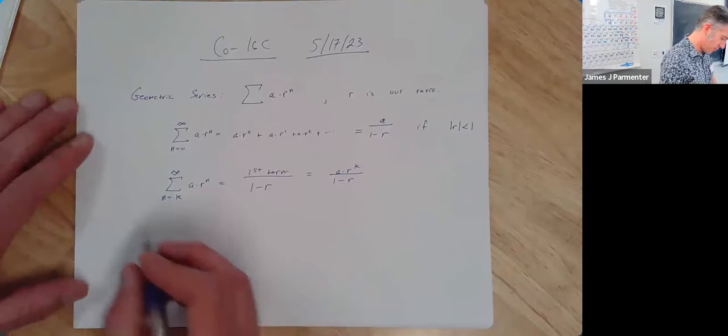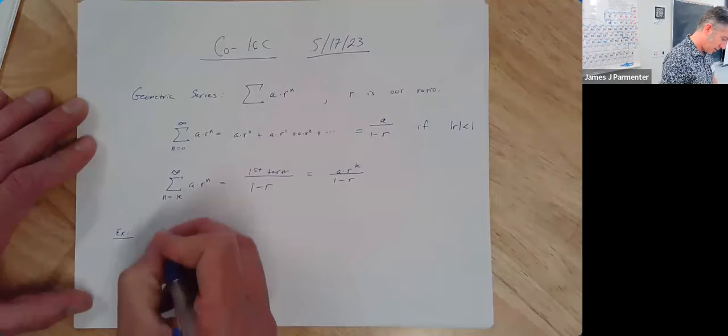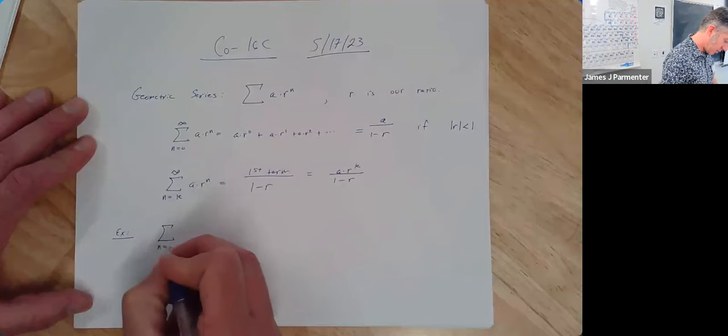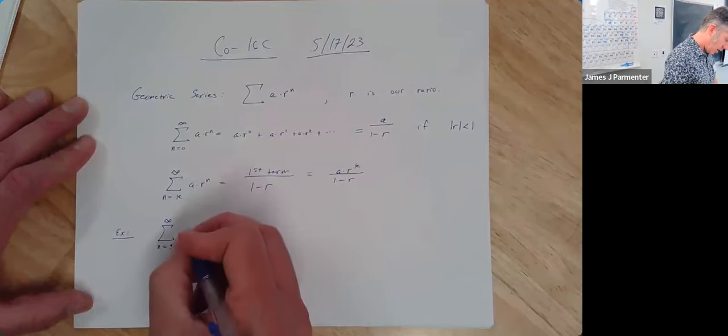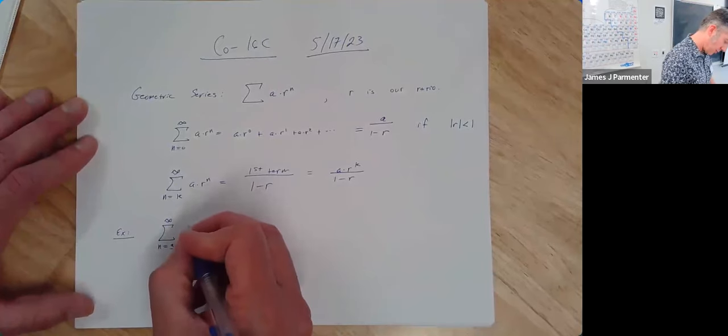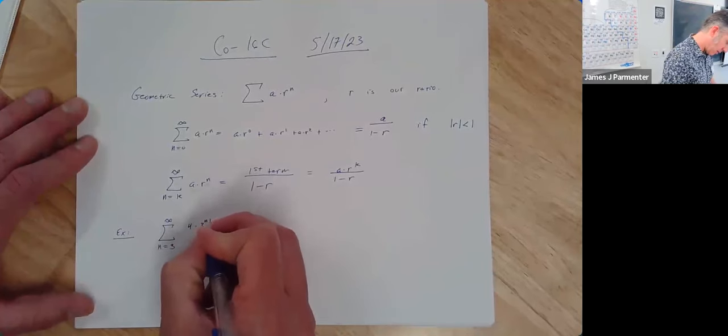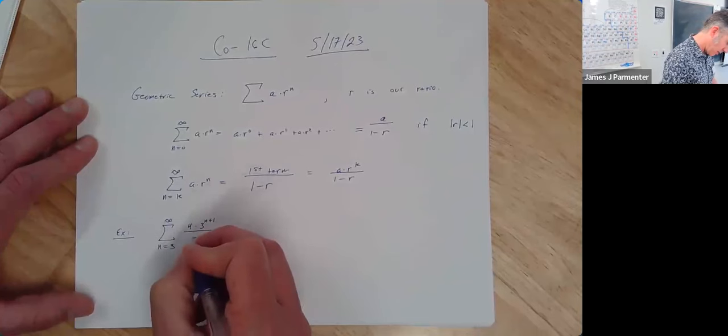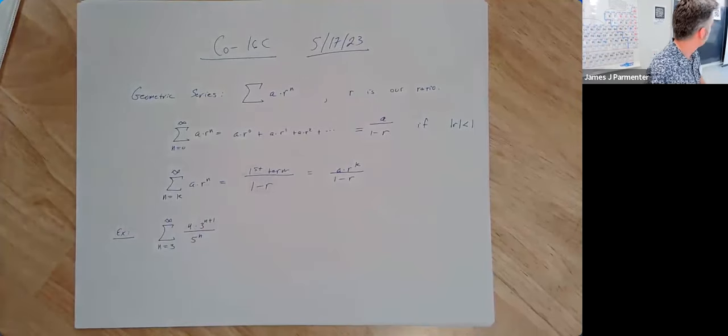So for example, the sum from n equals 3 to infinity, let's make it interesting here, of 4 times 3 to the n plus 1 over 5 to the n. So there's a couple ways you can go about doing this. You might just start writing out terms, you might not. But really, we have to just figure out a couple things. We have to figure out, well, one, is it even geometric? Two, if it is geometric, what's the ratio? And then finally, if that ratio is between negative 1 and 1, what does it converge to?